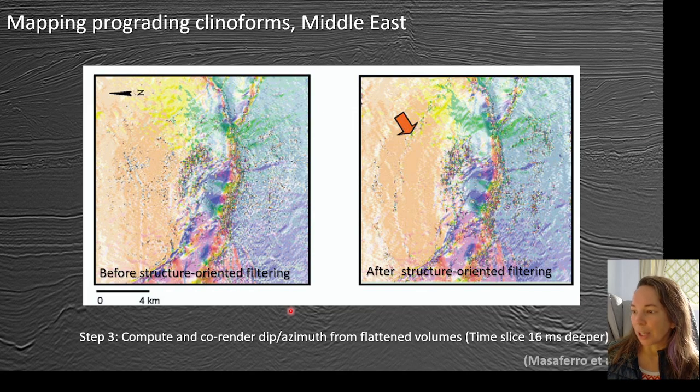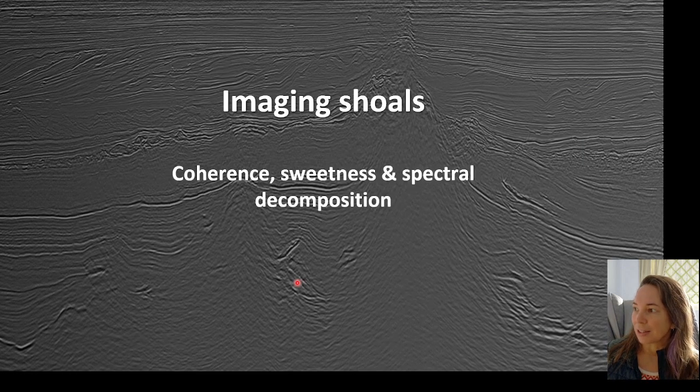Here's an example, again the same area, looking at some time slices where we've got what the edge of the platform looks like before structurally oriented filtering and then after. Here we're looking at it with a co-render of dip and azimuth from the flattened volumes. We use the flattened volumes to account for compaction that may happen. So, a quick case study there.